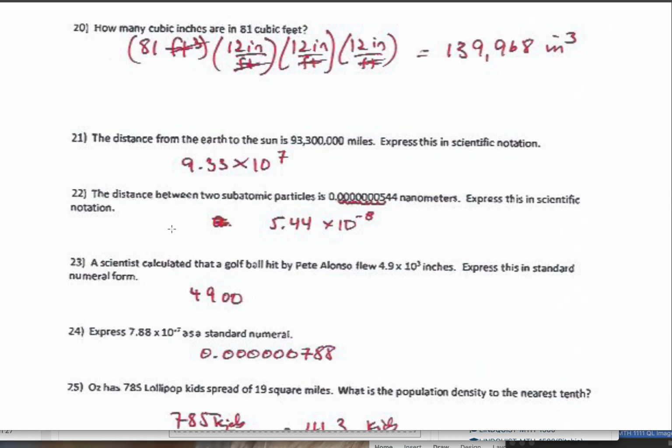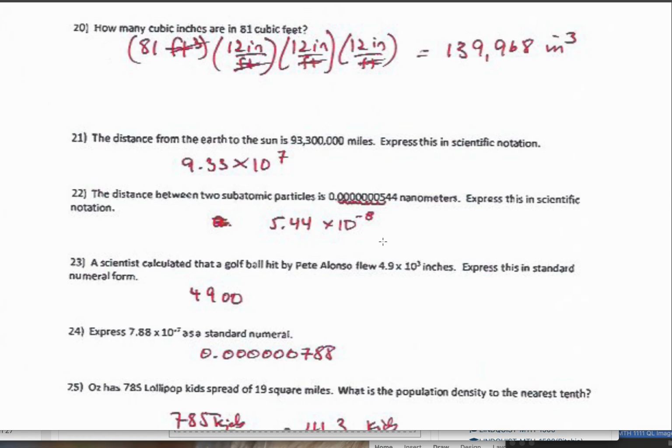Next, the distance between two subatomic particles is a whole bunch of zeros. 1, 2, 3, 4, 5, 6, 7 zeros, and then 544. So you've moved it a total of 8 places. So it's 5.44 times 10 to the negative 8.